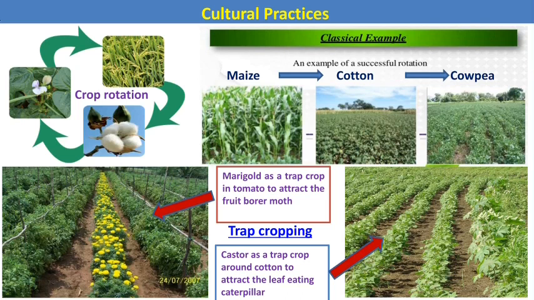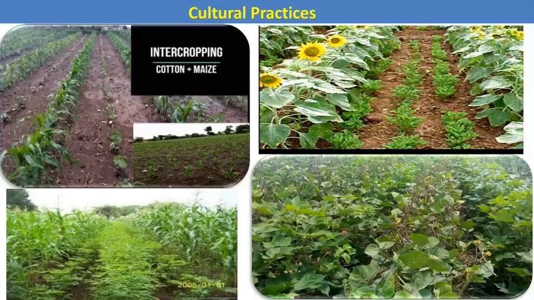Then next one is trap cropping. A trap crop is a crop grown around or in the main field along with the main crop. It helps to attract different insect populations. For example, marigold is used as a trap crop in tomato to attract the fruit borer moth. Here, for Spodoptera litura, the leaf-eating caterpillar, castor is used as a trap crop around the cotton crop.